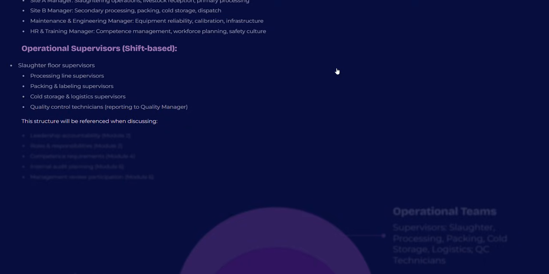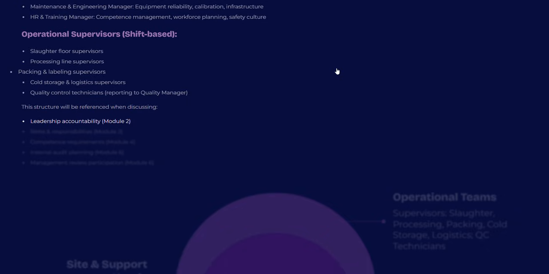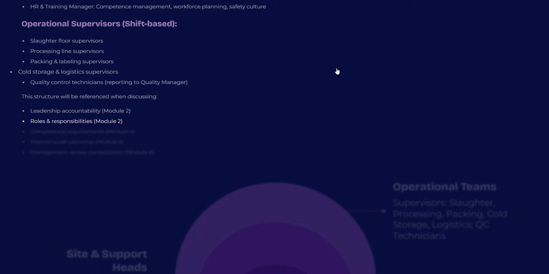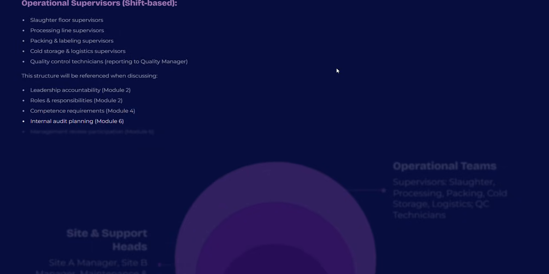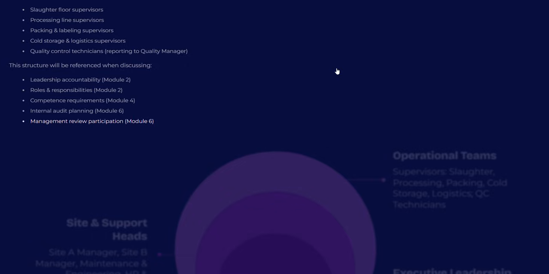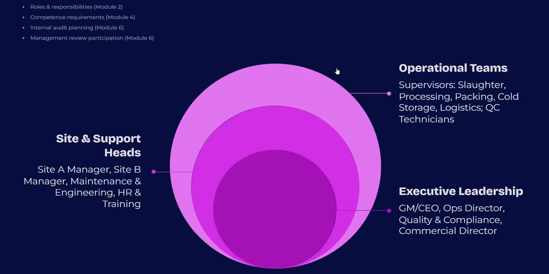This structure we are going to reference when we are discussing leadership accountability in Module 4, roles and responsibilities in Module 2, competence requirements in Module 4, internal audit and planning in Module 6, and management review participation in Module 6. So we are going to reference this structure. And this is our visual representation of our structure, from operational team to site and support heads to executive leadership.